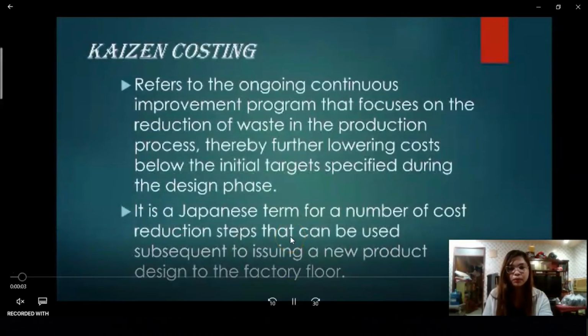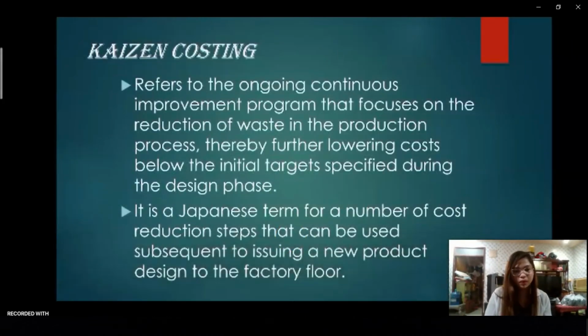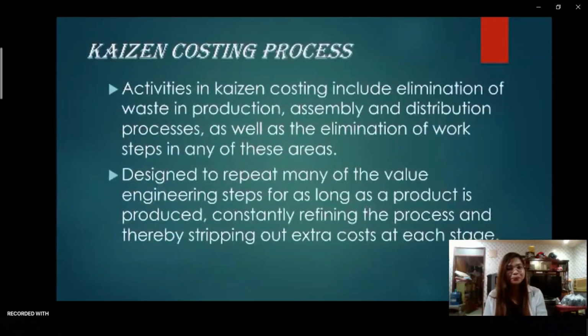Kaizen costing is a Japanese word which means a number of cost reduction steps that can be used to issue a new product design on the factory floor. And it refers to the ongoing continuous improvement program that focuses on the reduction of waste in the production process. So when we say Kaizen costing process, these are the activities which include the elimination of waste in production, assembly, and distribution processes. So it is designed to repeat many of the value engineering steps for as long as a product is produced.